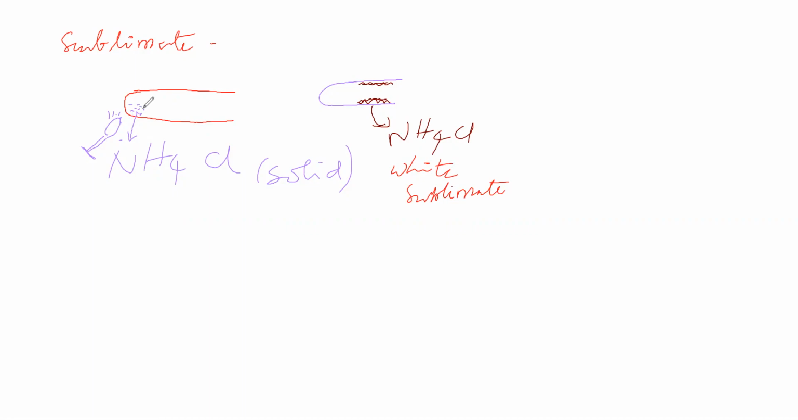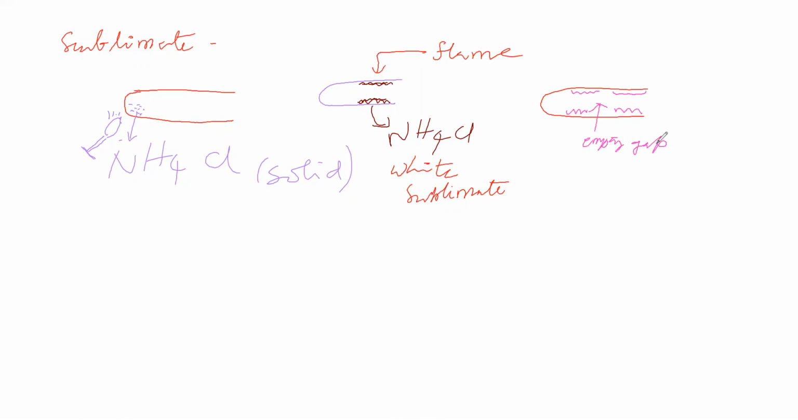Next we will do here. Let us introduce a flame here. If you introduce flame here, what happens to the white sublimate? You will see the white sublimate will be here and here. Here in this place, there is an empty gap.